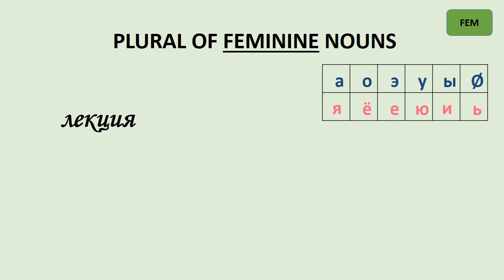Let's now look at the word лекция, lecture. We can see that the last visible consonant is followed by two vowels, e and ya, but if you listen carefully, you will see that ya is composed of two sounds, y and a. The y then acts as the last invisible consonant.